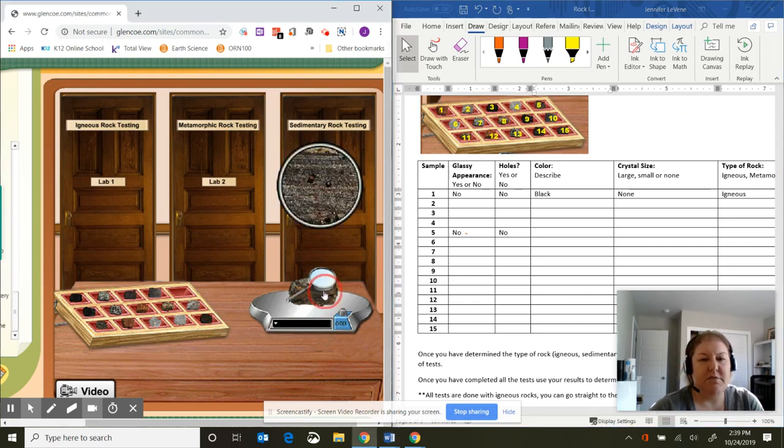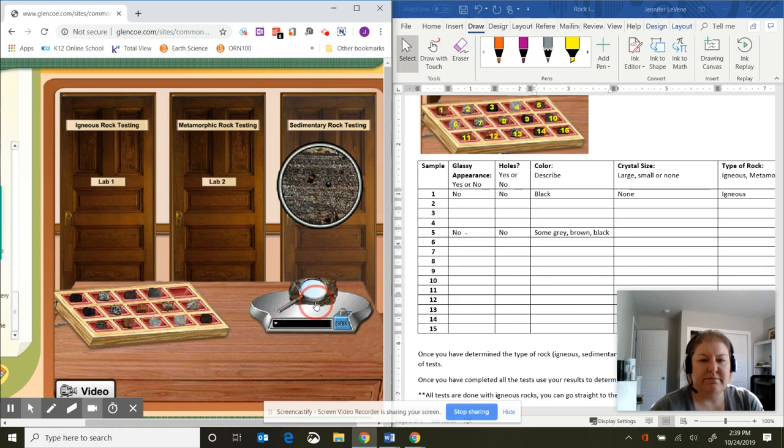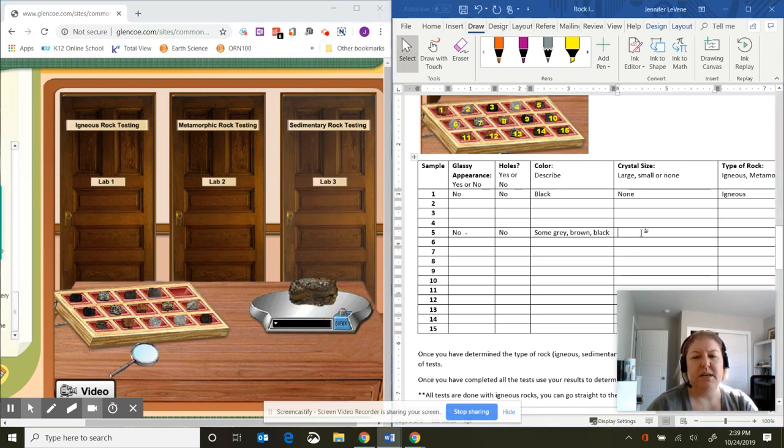And then we need to describe the color. I would say it's kind of gray and brown. Okay, so some gray, brown, black. It's just kind of a dirt color. Do we see crystals? I think the little white things could be some crystals. Maybe. Okay. You can put small with a question mark.